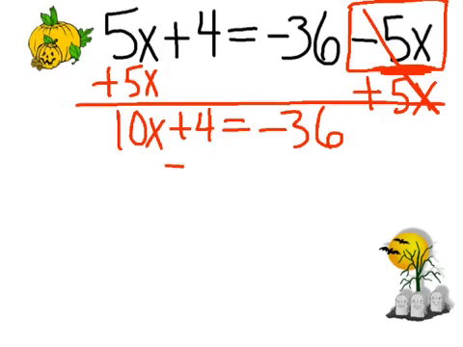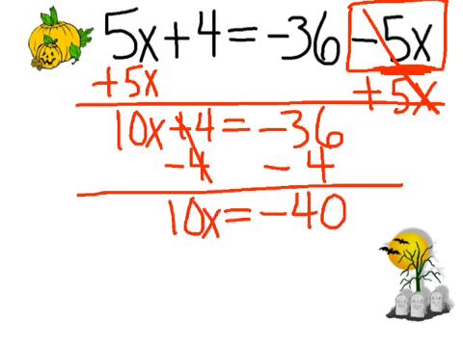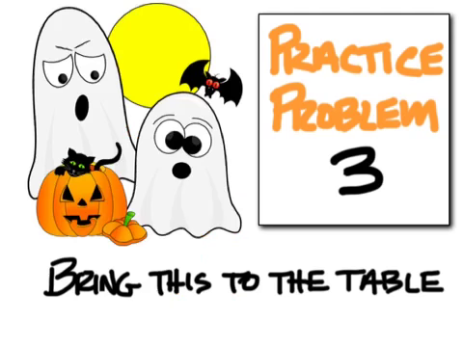Next, we move our 4 over. To do that, it's a positive 4, which means we need to subtract 4 from both sides. So on the left side, we have 10x. On the right side, we have negative 40. We divide by 10, and our x is going to be equal to negative 4.